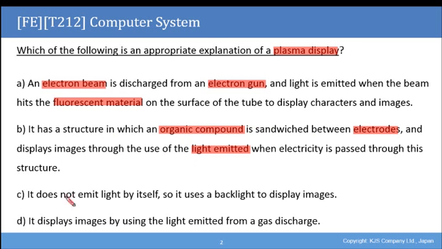C. It does not emit light by itself, so it uses a backlight to display images. D. It displays images using light emitted from a gas discharge.